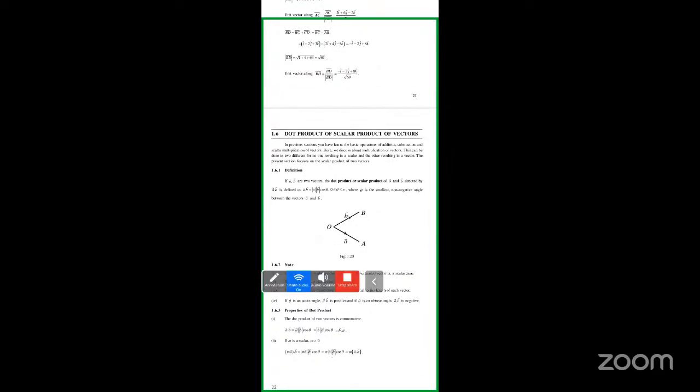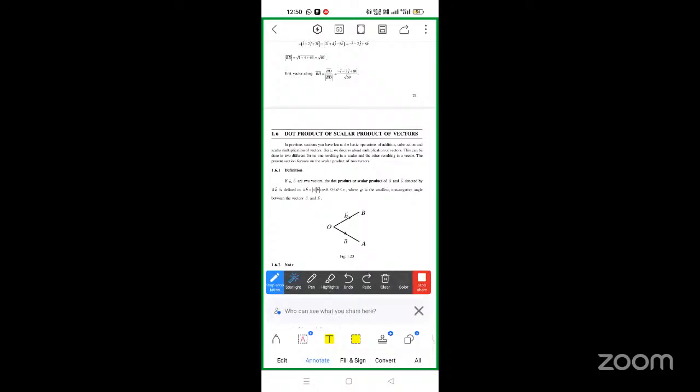If A, B are two vectors, then the dot product or scalar product of A and B, denoted by A dot B, is defined as A dot B equals mod A into mod B cos theta. Theta lies between 0 and 180, that is 0 less than or equal to theta less than or equal to pi, where theta is the smallest non-negative angle between A and B.